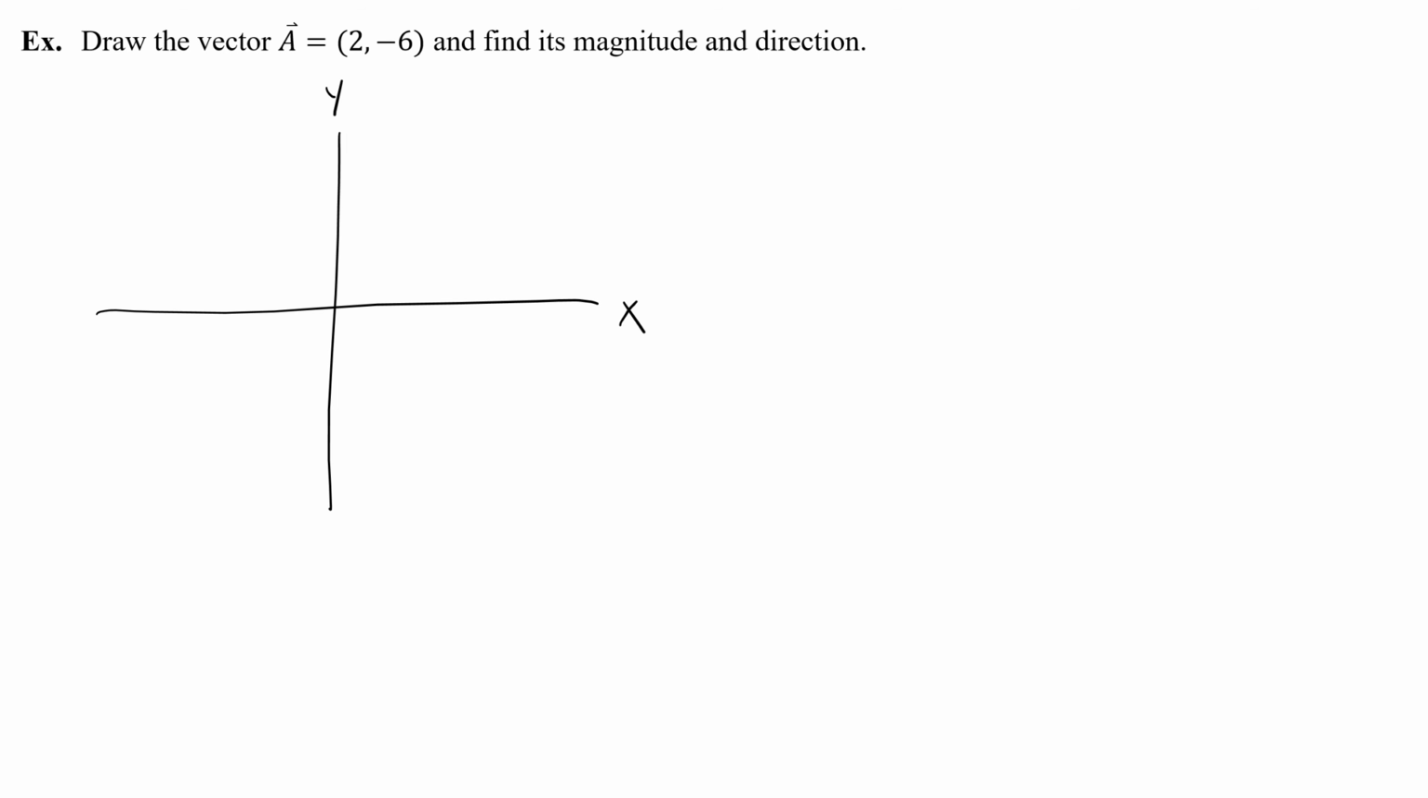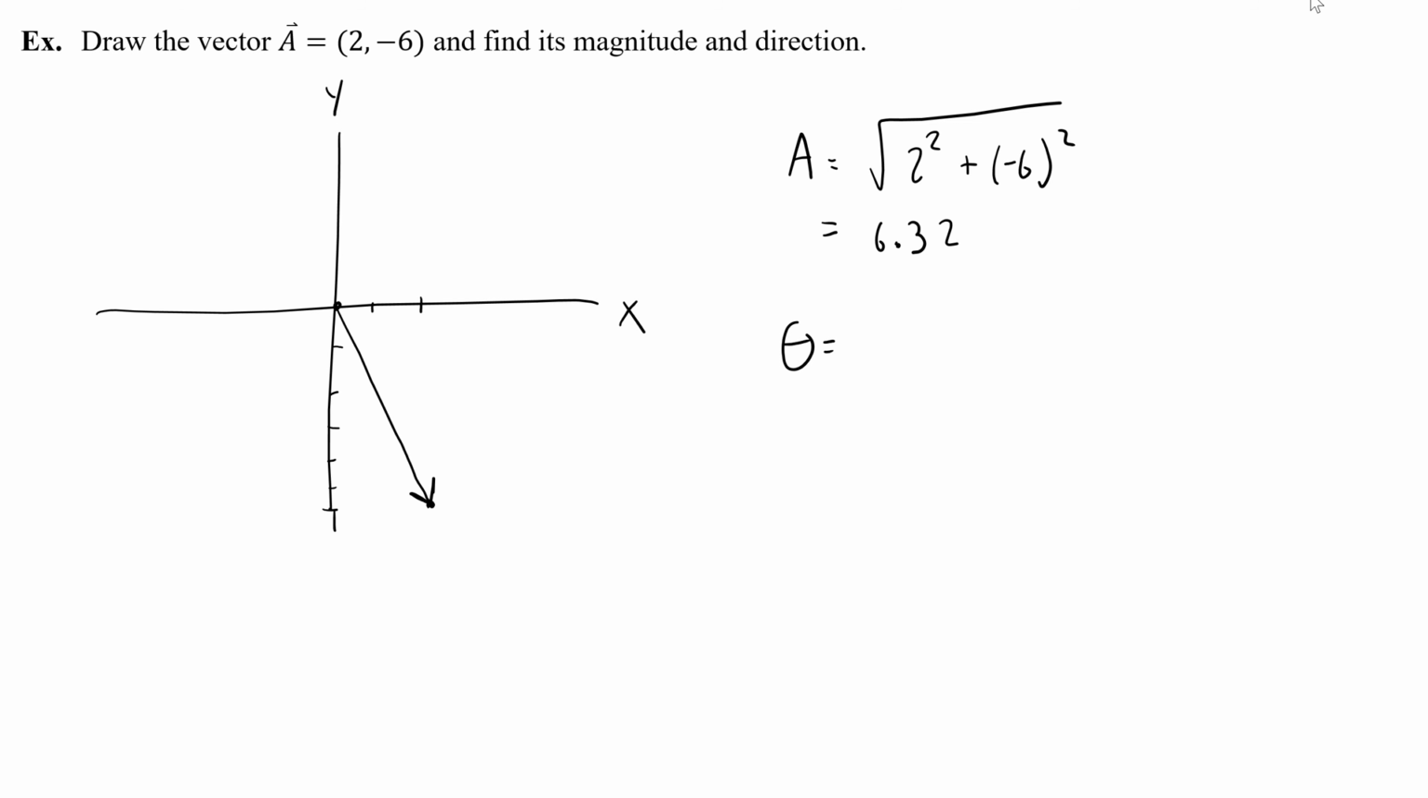So x comes first, 1, 2. Then I would go down 6, 1, 2, 3, 4, 5, 6. And my vector would start with its tail at the origin and its head would point right there. To find the magnitude, I would do the square root of 2 squared plus negative 6 squared, which is going to give me 6.3. We'll say 6.32.